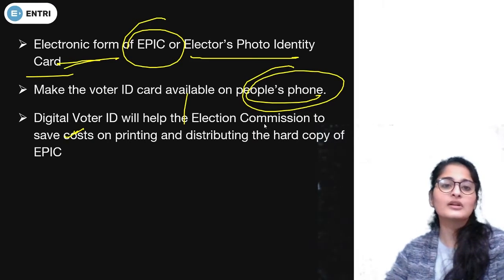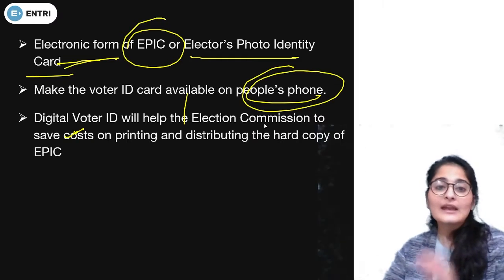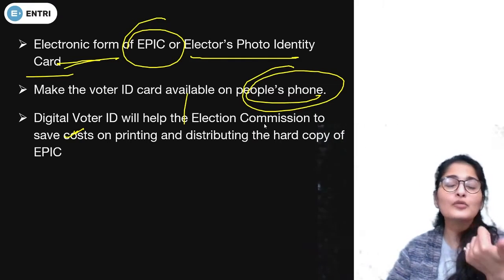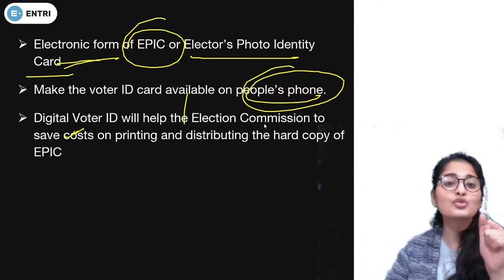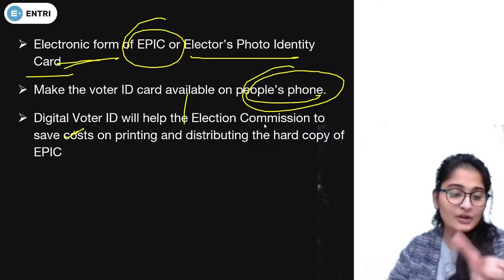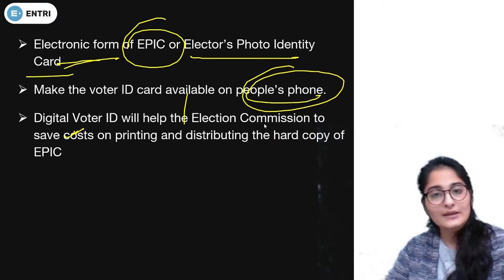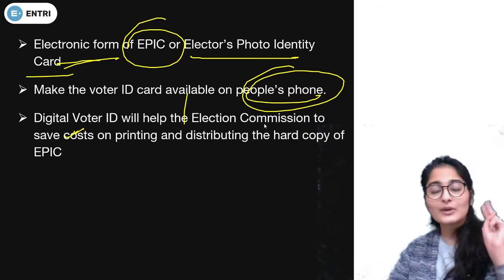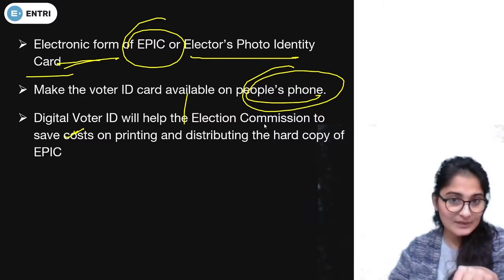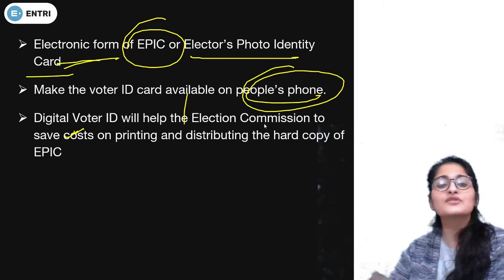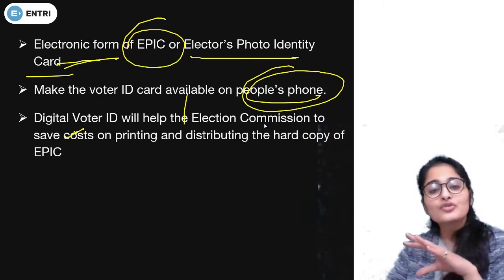or it will be confirmed via OTP authentication. Right now, as for the digital voter ID card, it will first of all remove the necessity that was there to show the voters a slip on the day of voting. So that slip will not be required anymore.